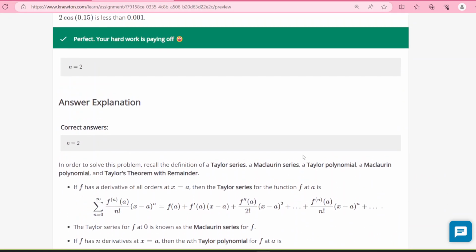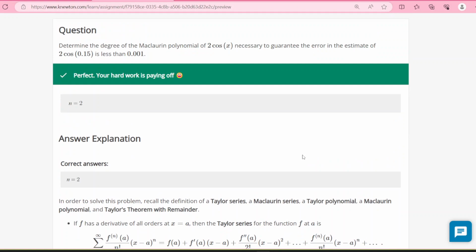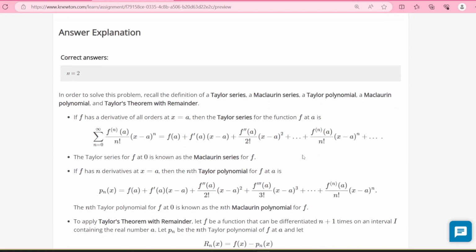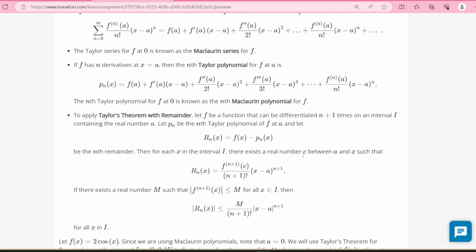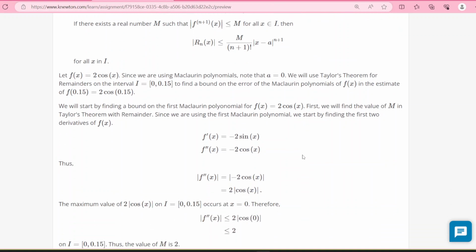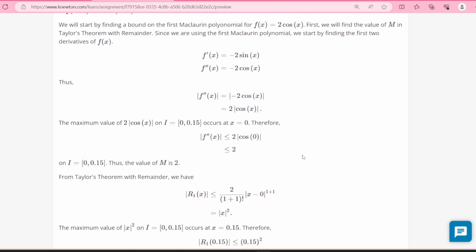Again, after every answer, you are given some sort of answer explanation. Please read through these. If you're correct, read through it to make sure you got it right for the right reasons. And if you're incorrect, make sure you read through it and figure out why you were incorrect.